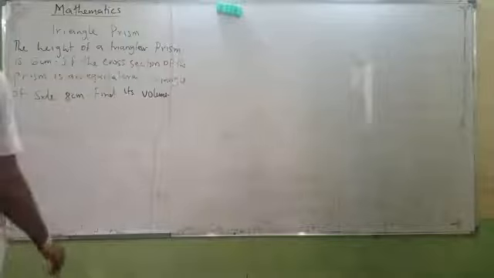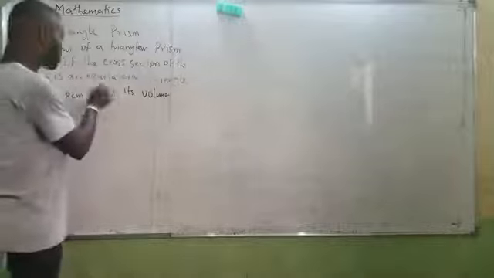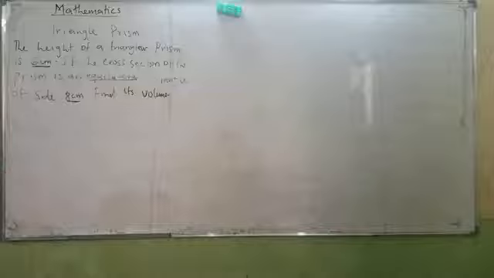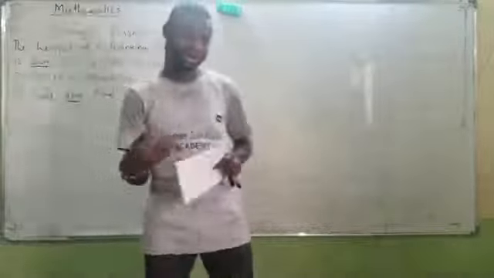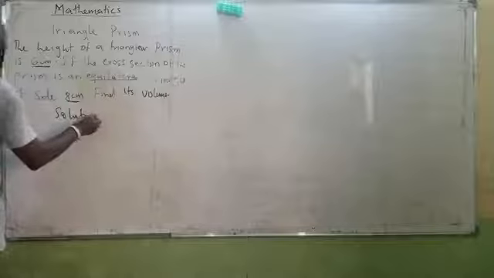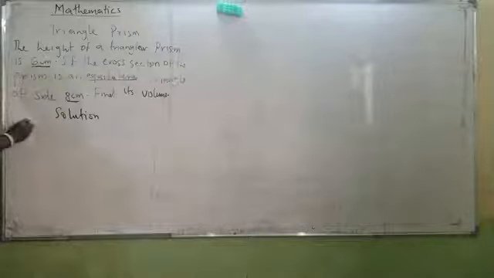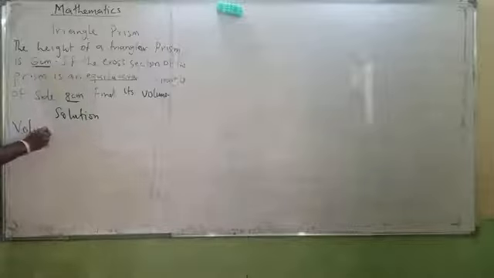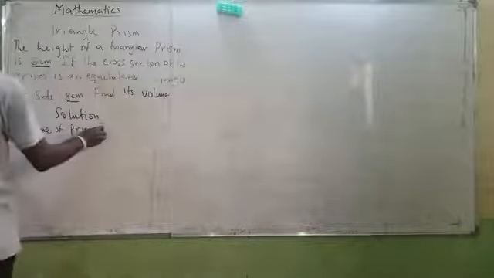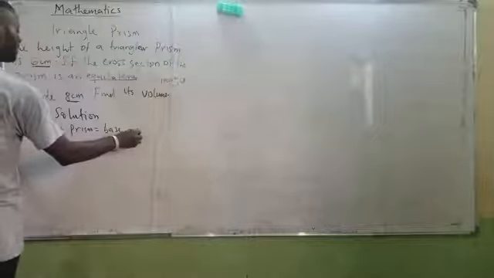Now look at this question. The height of a triangular prism is 6 centimeters. If the cross section of the prism is an equilateral triangle of side 8 centimeters, find its volume. Now, if the question requires drawing, I can draw, but it is not necessary. Now, solution to this problem. Have I mentioned volume before? Oh, volume of a prism always equals base area multiplied by what? Height.